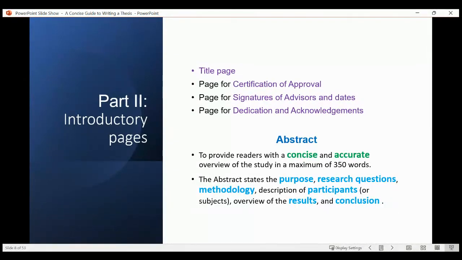Mostly the thesis is around 2000 words, and the dissertation 30,000 words, and the thesis around 15 to 20,000 words. But again, there is no minimum or maximum number for a thesis or dissertation. What the abstract includes here is the purpose, research questions, methodology, participants, results, and conclusion. So you need to include all of these elements in the abstract.